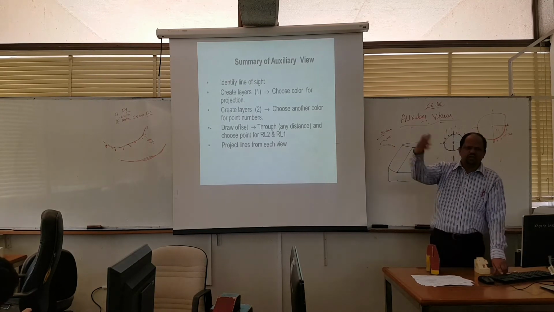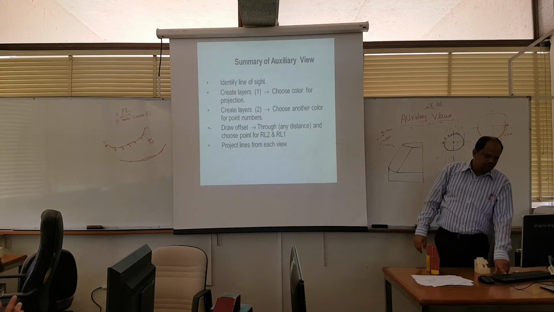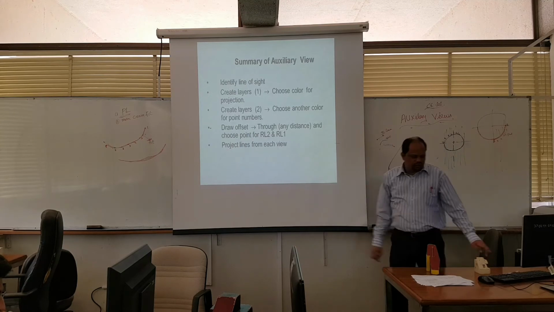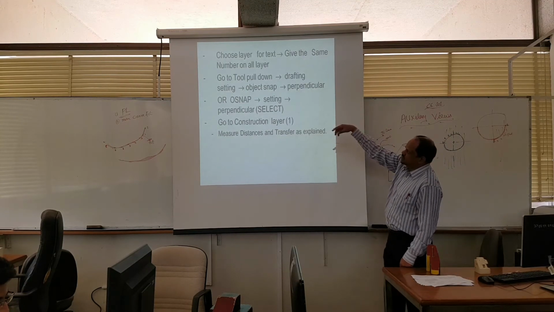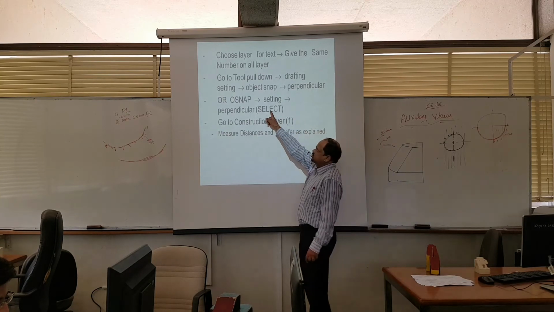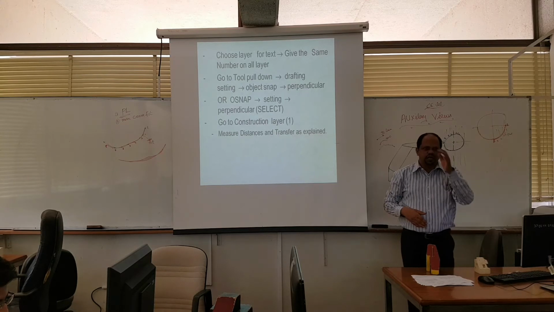Then create layers, 4, 5, 3, any number of layers with different colors. Then take two reference lines, RL1 and RL2. Then of course measure the distance from one and transfer to the other. One important thing is you have to select object snap perpendicular when you are drawing the inclined lines.